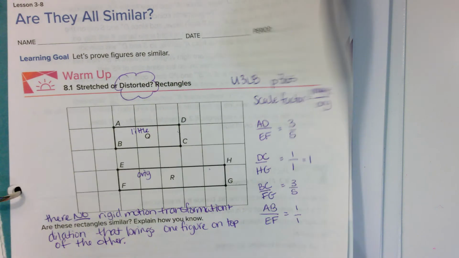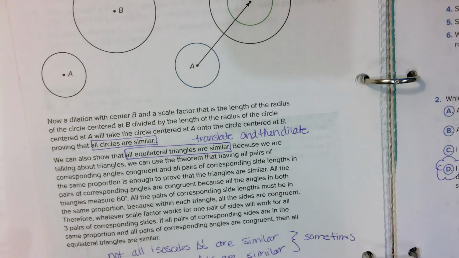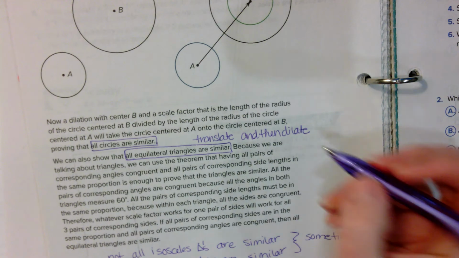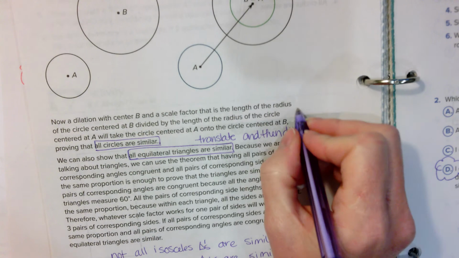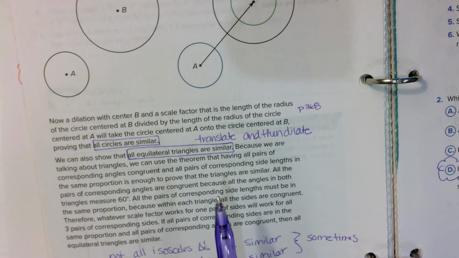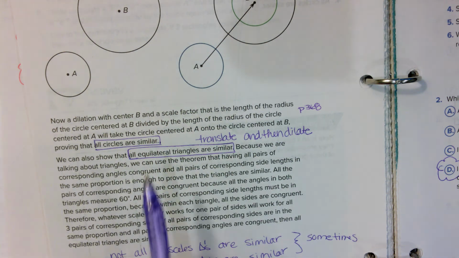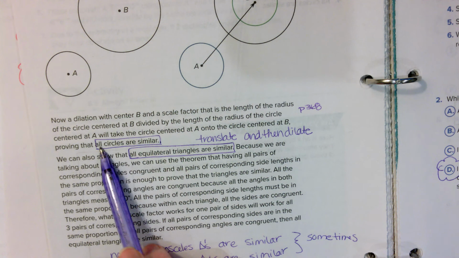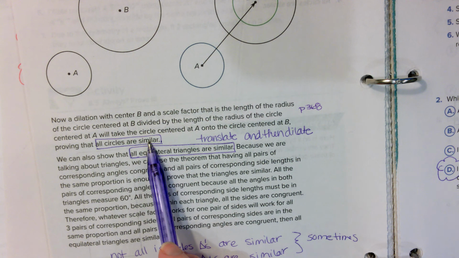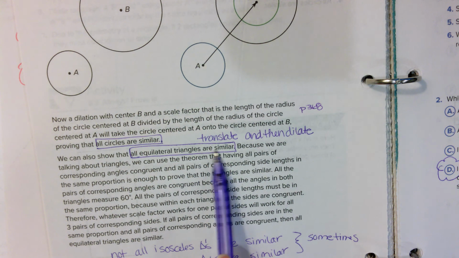So let's talk about figures that are always a dilation of each other. Those would be, for example, circles. So let's talk about what's in our summary on page 368 for a moment. I'd like to point out that you need to read your summary on your own, but I like to point out in the middle of the page where it says all circles are similar. All circles are similar to each other, and also all equilateral triangles are similar.